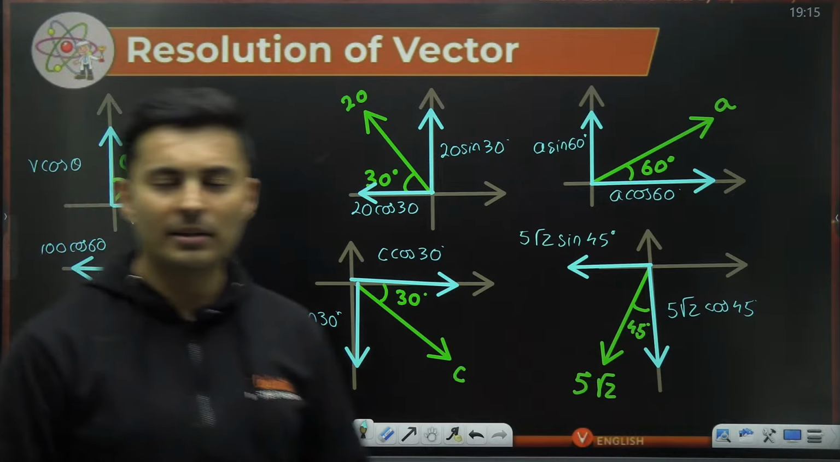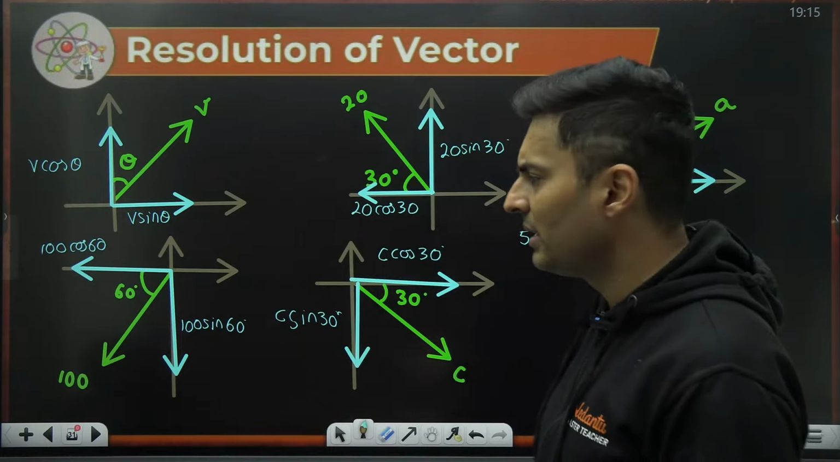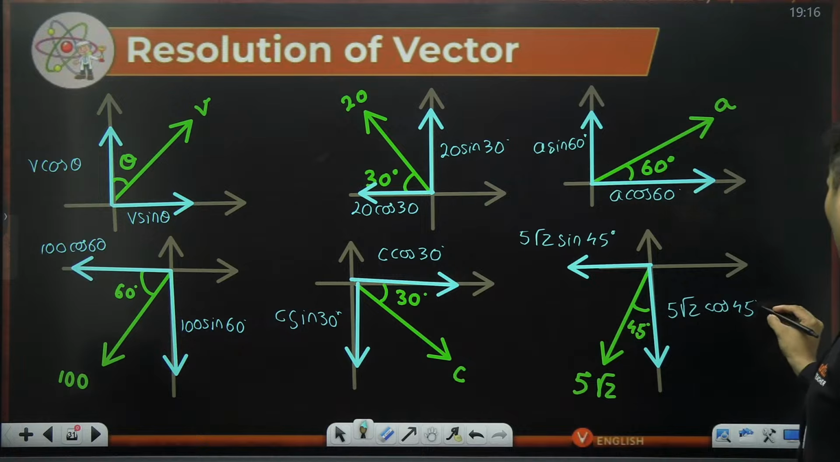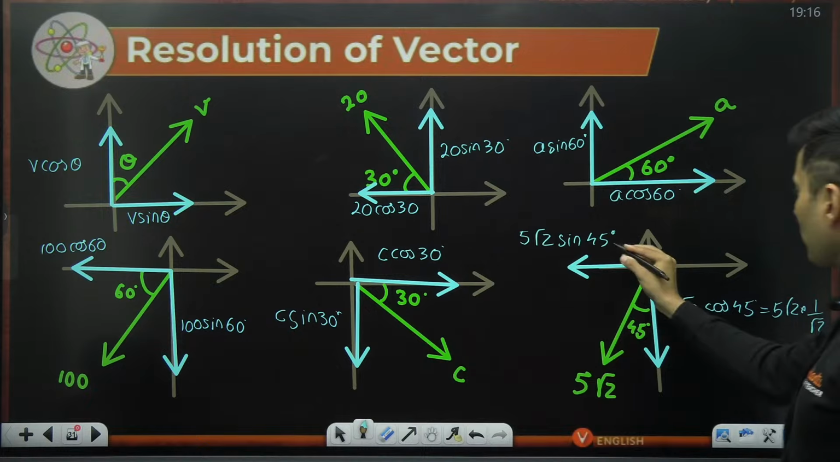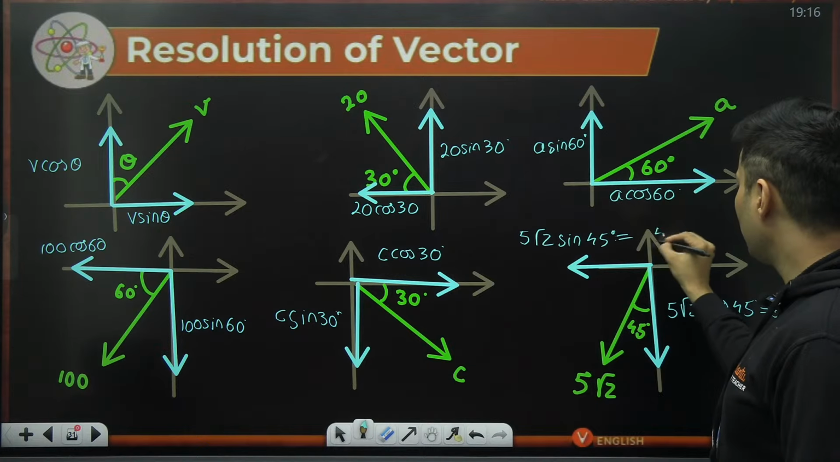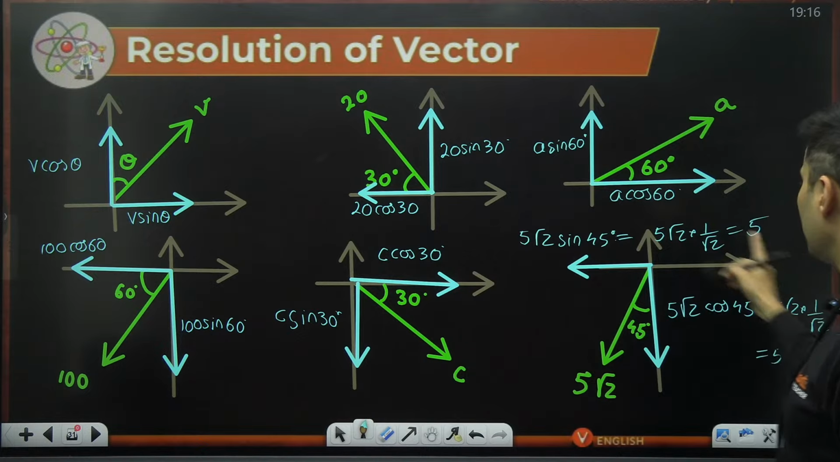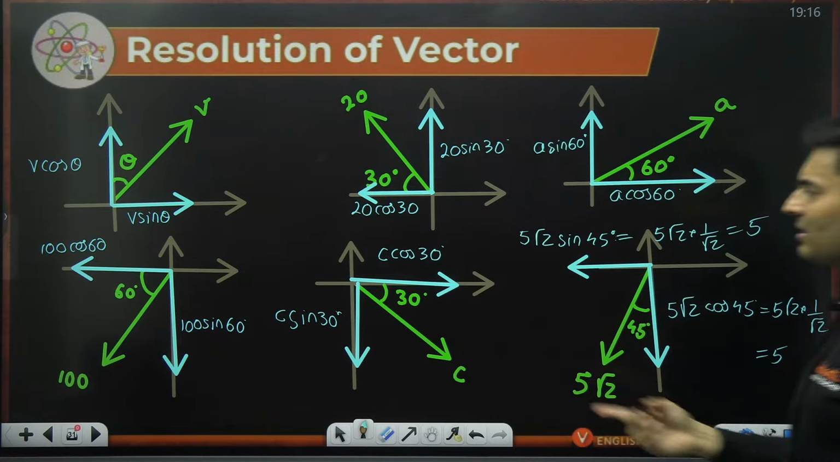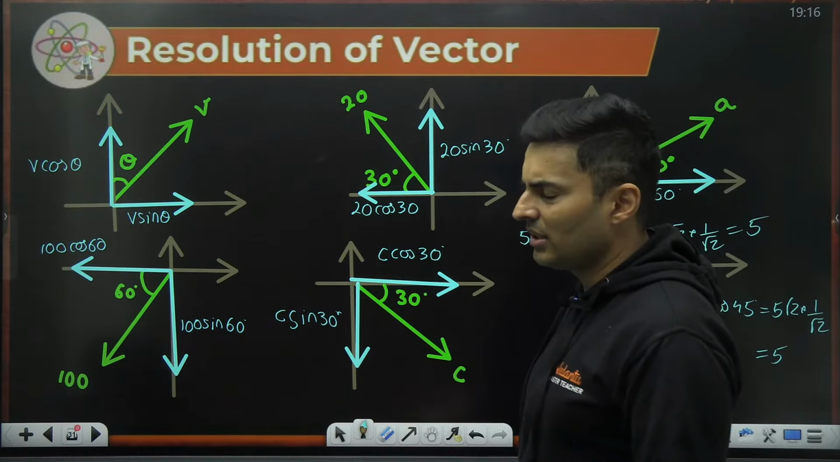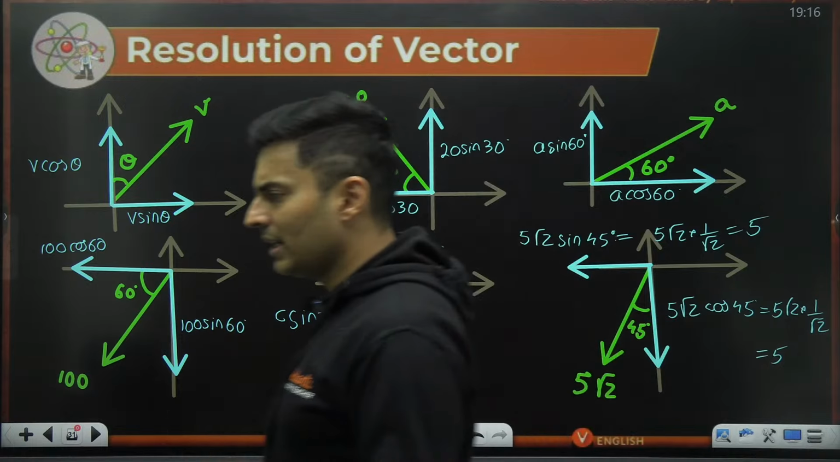Understood how to get the components? If you want to find the values, it is very easy. For example, cos 45 is 1 by root 2. So 5 root 2 multiplied by 1 by root 2 will be 5. This will also be nothing but 5 root 2 into 1 by root 2, so this will also be 5. So these have two components which are 5 units each. Same thing, you can find the value of cos 30, cos 60, whatever, and you can get the answers.